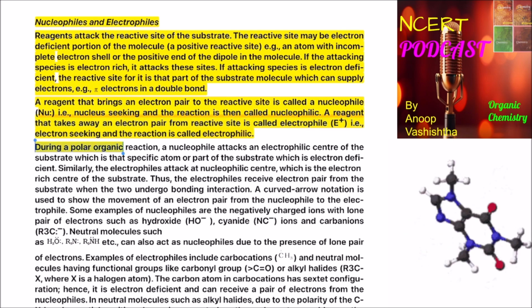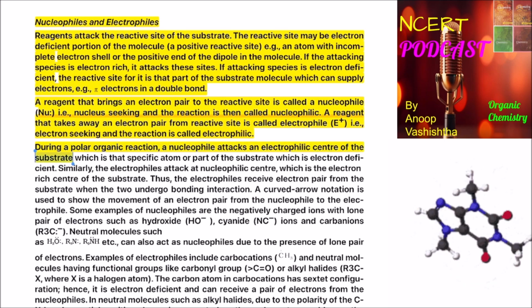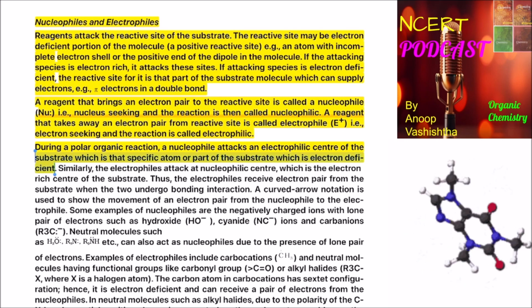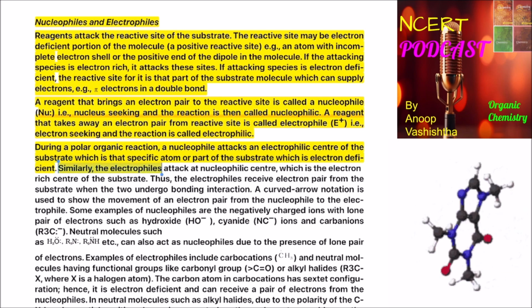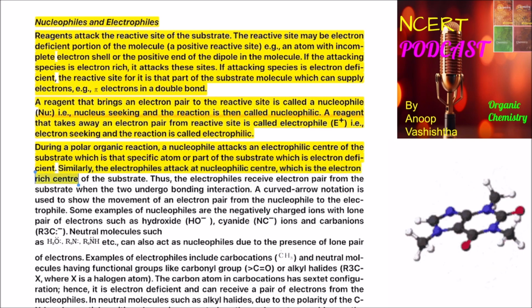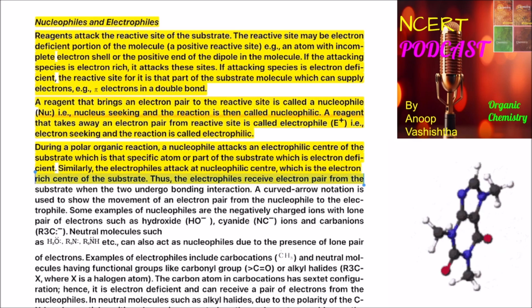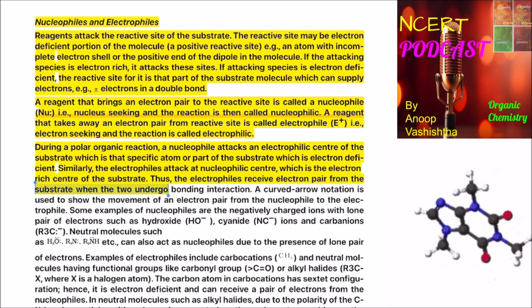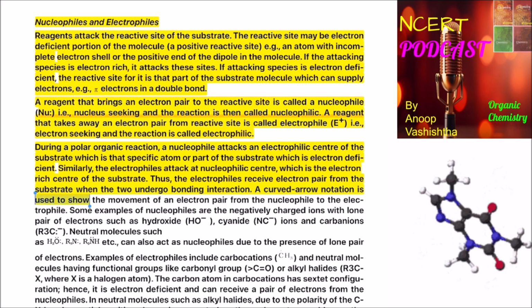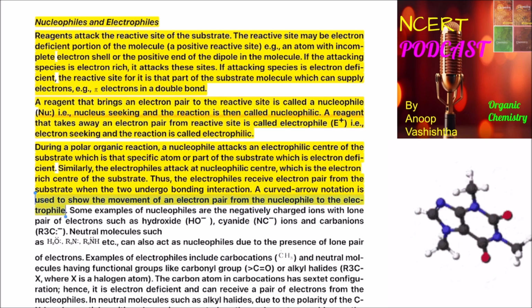During a polar organic reaction, a nucleophile attacks an electrophilic center of the substrate, which is that specific atom or part of the substrate which is electron deficient. Similarly, the electrophiles attack at the nucleophilic center, which is the electron-rich center of the substrate. Thus, the electrophiles receive an electron pair from the substrate when the two undergo bonding interaction. A curved arrow notation is used to show the movement of an electron pair from the nucleophile to the electrophile.